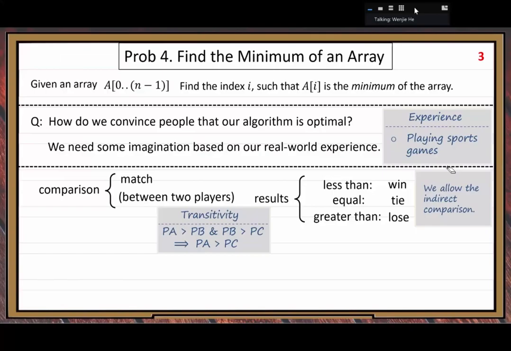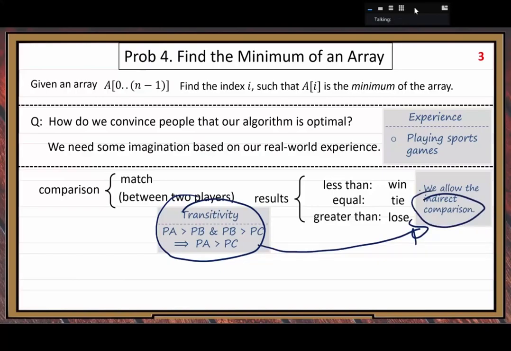That is, we allow indirect comparison. Now, this concept, indirect comparison, not direct. When we do comparison head to head, that's direct comparison, right? A and B. But this transitivity property tells us there is a possible indirect comparison based on transitivity. So we need to get that understanding.